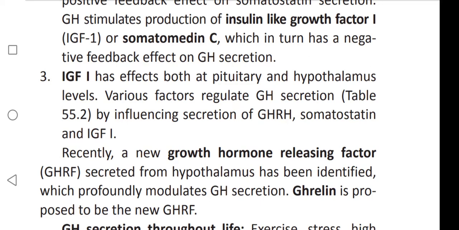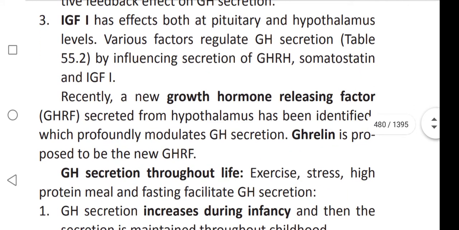Various factors regulate growth hormone secretion by influencing secretion of growth hormone releasing hormone, somatostatin and insulin like growth factor. Recently, a new growth hormone releasing factor secreted from the hypothalamus has been identified which profoundly modulates growth hormone secretion. Ghrelin is proposed to be the new growth hormone releasing factor.